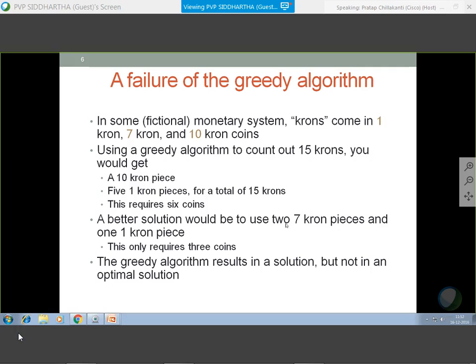Instead of choosing simply the highest value, if I choose two 7 krone pieces and then 1 krone piece, then I only need 3 coins. Okay. So which is an optimal solution? The second one, right? Because you want to use the fewest number of coins. Okay. Let me pause here. Any questions, comments? You all understand?